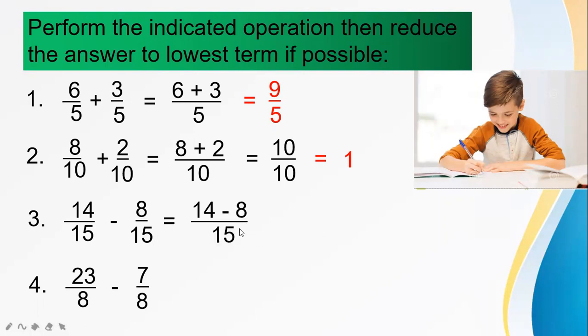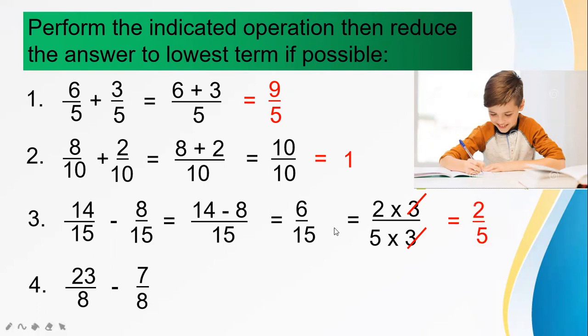Next, number 3, 14 over 15 minus 8 over 15. Subtract the numerators, then copy the common denominator. 14 minus 8, we have 6 over 15. And then factor the numerator and denominator. If needed, then you cancel out the common factor. So factors of 6 are 2 and 3. Factors of 15 are 5 and 3. Then cancel the common factor. So the remaining factors are 2 in the numerator and 5 in the denominator. So therefore, we have 2 over 5.